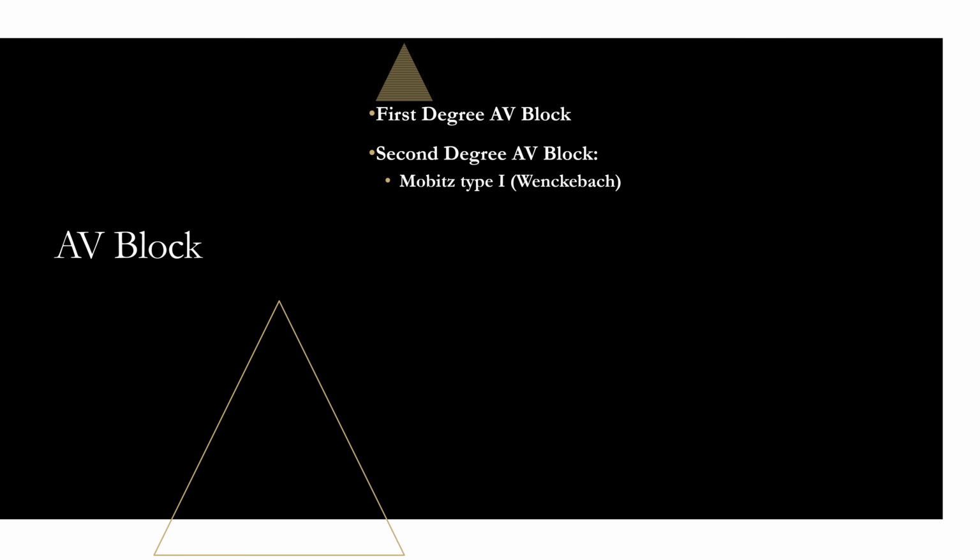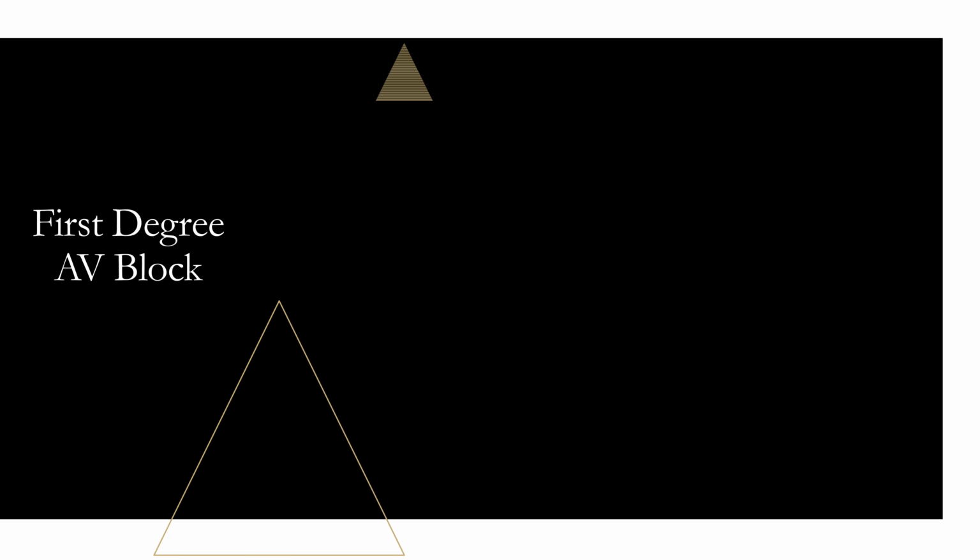Now, AV blocks, they're broken down into a few subtypes we're going to go over today. You have your first degree AV block, which we'll start with our review today. You have your second degree AV block, which is further classified into a Mobitz type 1, which is also known as a Wenckebach. We have our Mobitz type 2, and then we have our third degree AV block. So let's break each of them down, talk a little bit about what you need to know about each. We'll start first with our first degree AV block.